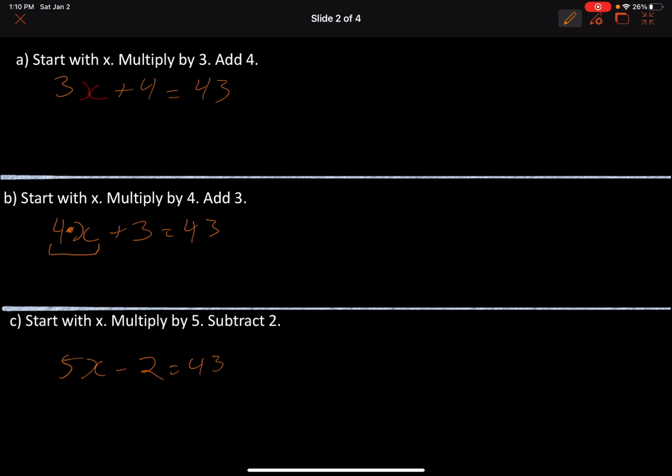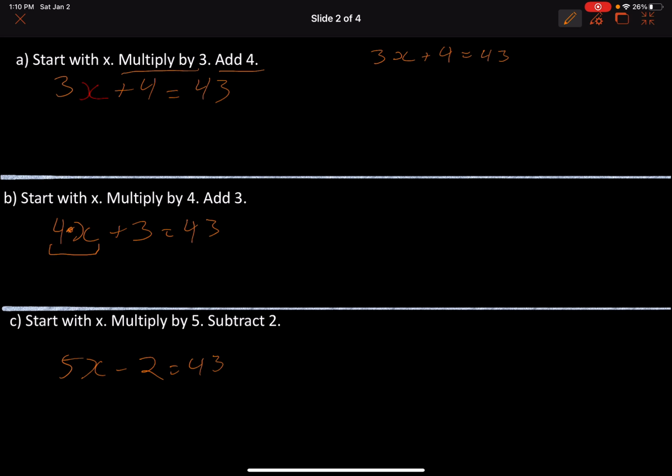Okay, so we are going to solve now for x, and we're going to do that by working backwards. Okay, so 3x plus 4 has been multiplied by 3 and added 4, but which one did we do first? Well, we multiplied by 3 first, and then we added 4. So which one would we do first if we're working backwards? Right, we would get rid of that 4.